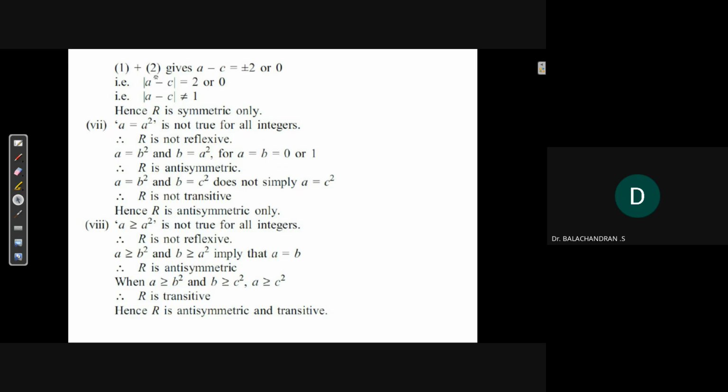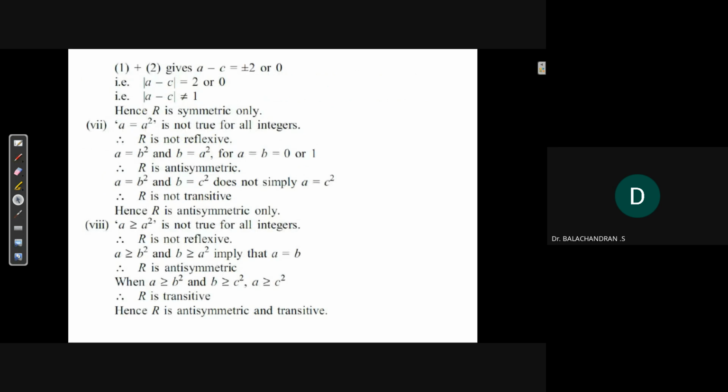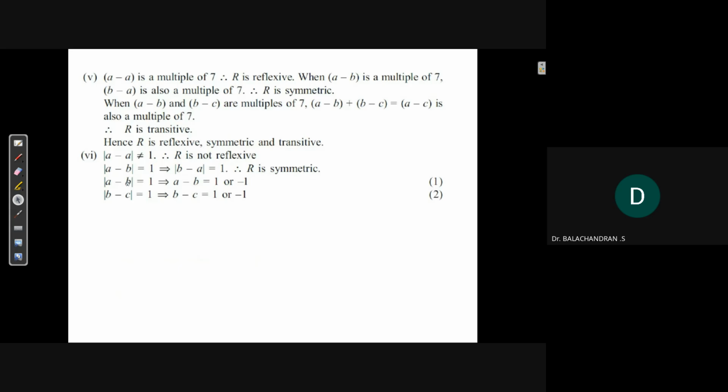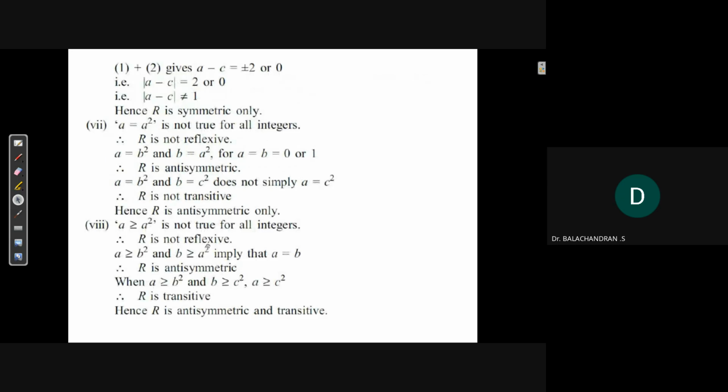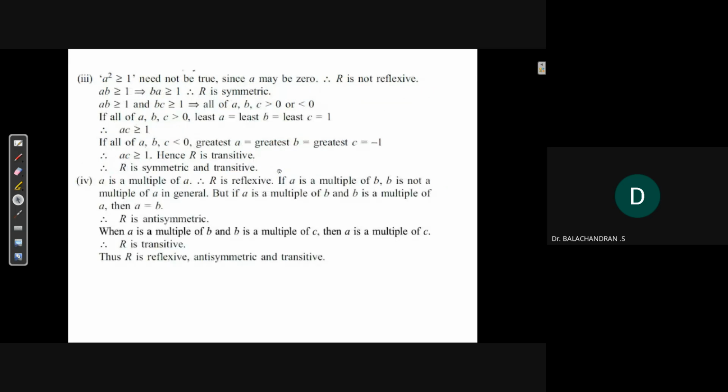So if I put modulus, modulus of a minus c, you get 2 or 0 only. So modulus of a minus c is not equal to 1. Hence it is not transitive, because we are assuming modulus of a minus b equal to 1 and modulus of b minus c equal to 1, and I need to prove modulus of a minus c equal to 1. But the modulus of a minus c is not equal to 1, and hence it is not transitive. Hence it is also not reflexive, it is only symmetric. Sixth one is over.